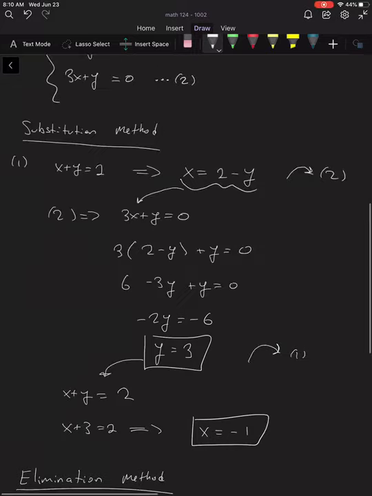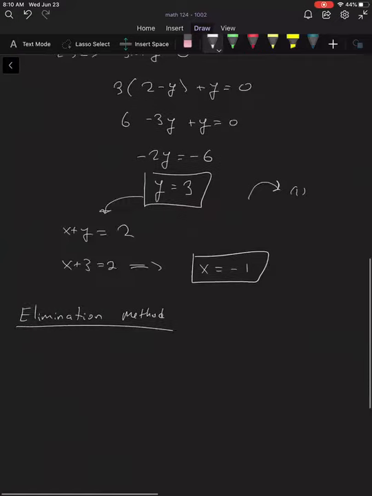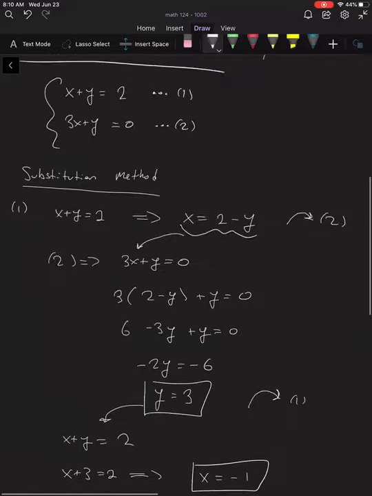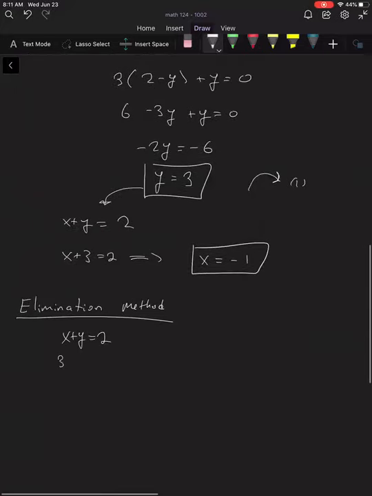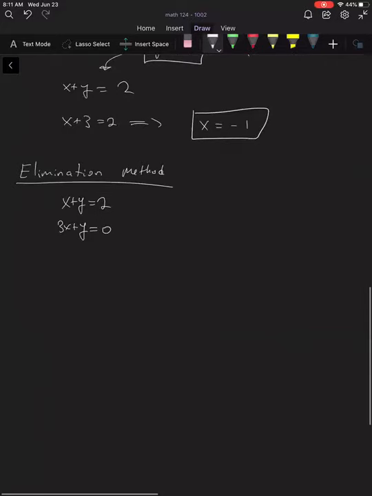So let's do that same problem again. x plus y is equal to 2. 3x plus y is equal to 0. So for the elimination method, we want to pick a variable to eliminate by adding or subtracting these equations together. What we mean by that is we'll notice that this top equation has a y and this bottom equation has a y. So if we were to subtract these two equations, the y would go away.